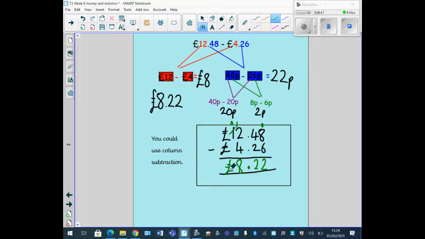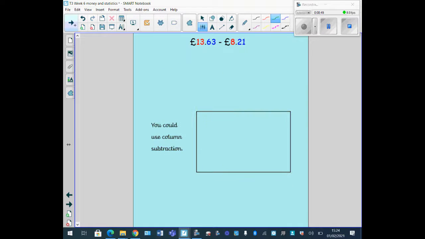Well done. I'm sure you're doing a great job. What I'd like you to do now is have a go at solving this question and the next question at home, using a little bit of partitioning if you want to, or a little bit of column subtraction if you want to. Don't forget to look at the pounds and the pence separately.